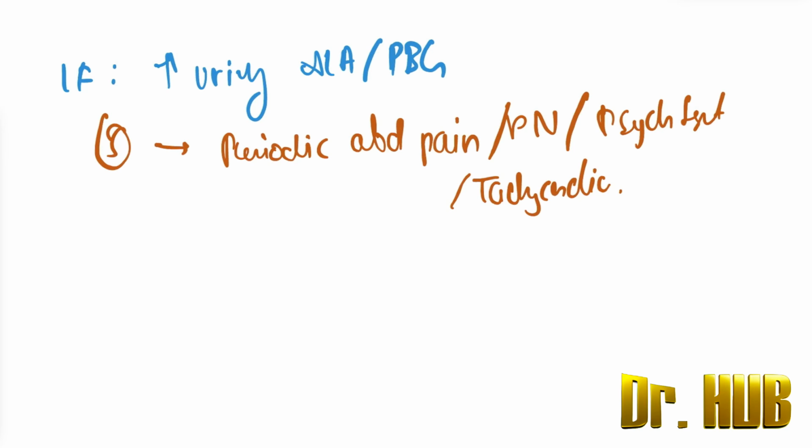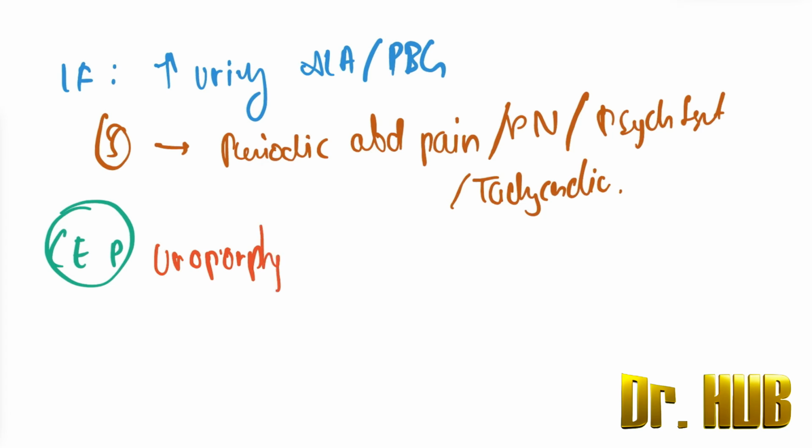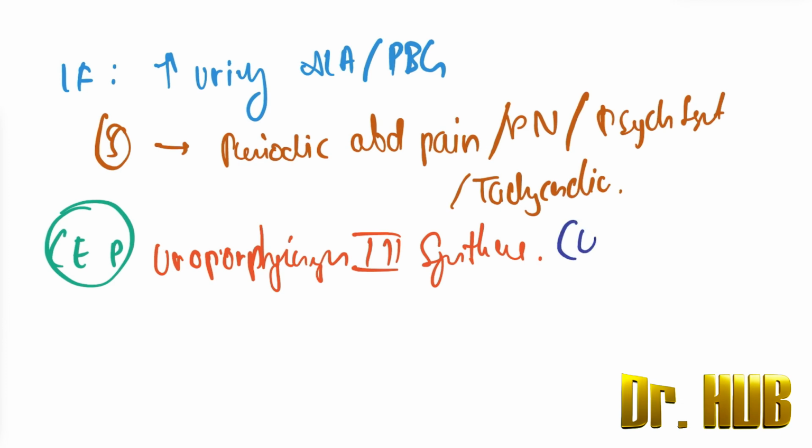Next, we look at congenital erythropoietic porphyria. So what happens in congenital erythropoietic porphyria? In short, we are writing it as CEP. The deficient enzyme here is uroporphyrinogen 3 synthase, and this is nothing but the UROS.